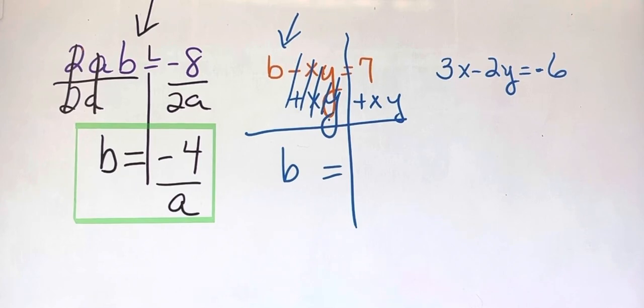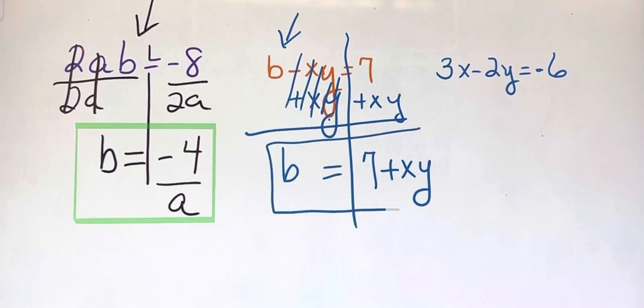And on the right-hand side, I have 7 plus xy. They are not like terms, so they cannot be combined. So I'm just going to write it like this. And my solution for b is 7 plus xy.